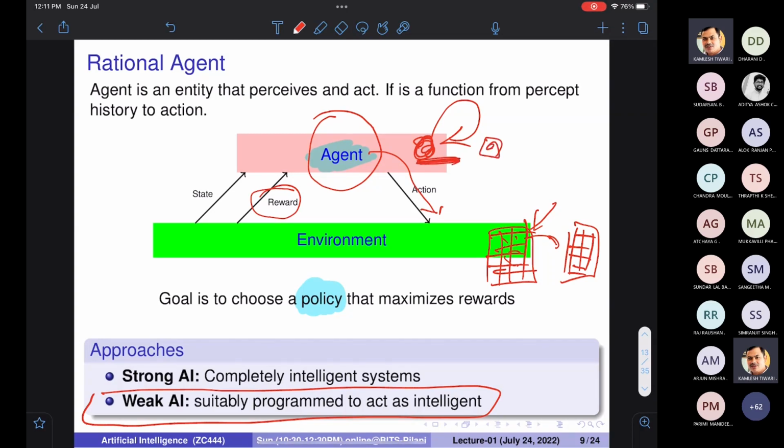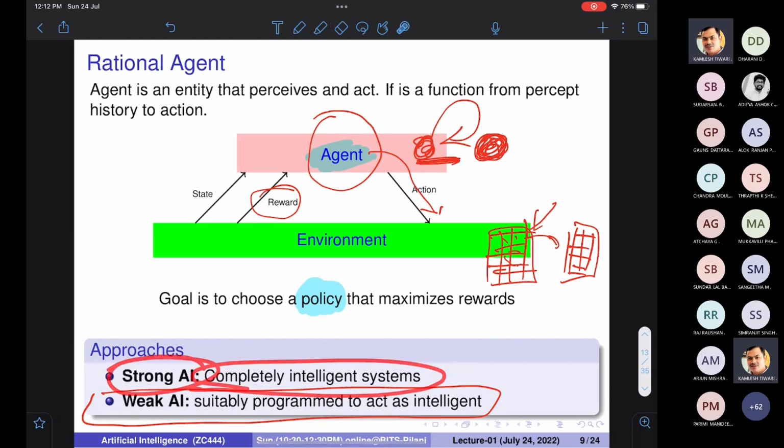Somebody else has made this program for them, and this program is very good, such that it is going to maximize the profit, so he is able to do whatever he wishes. If you see the performance, you say the intelligent system is very intelligent. So this is called weak AI. In weak AI, somebody from outside has programmed the system. In strong AI, the system itself has learned by itself. So a completely intelligent system is called strong AI.